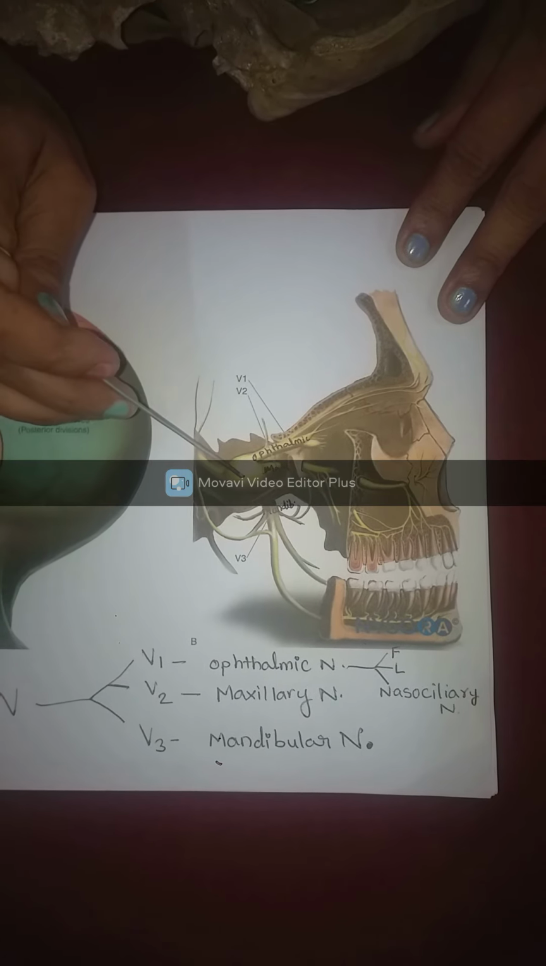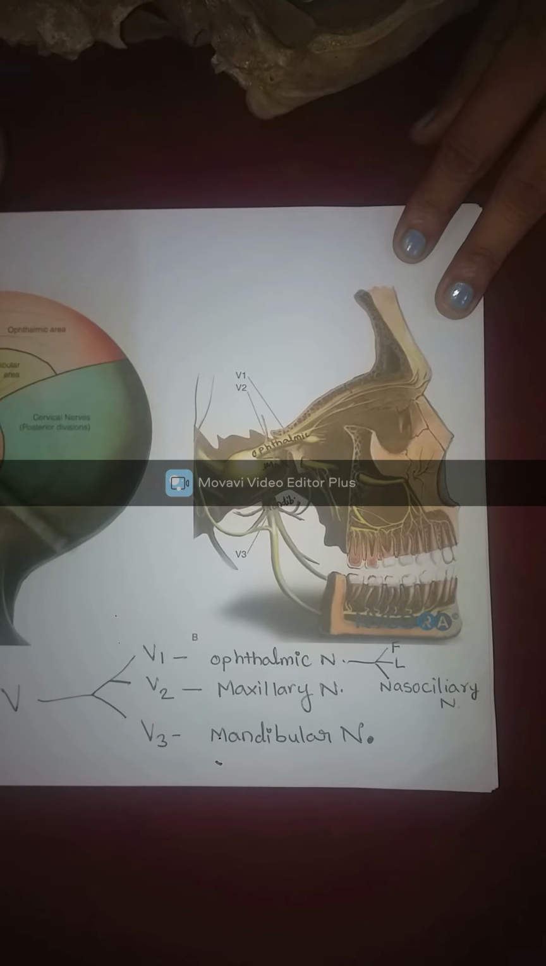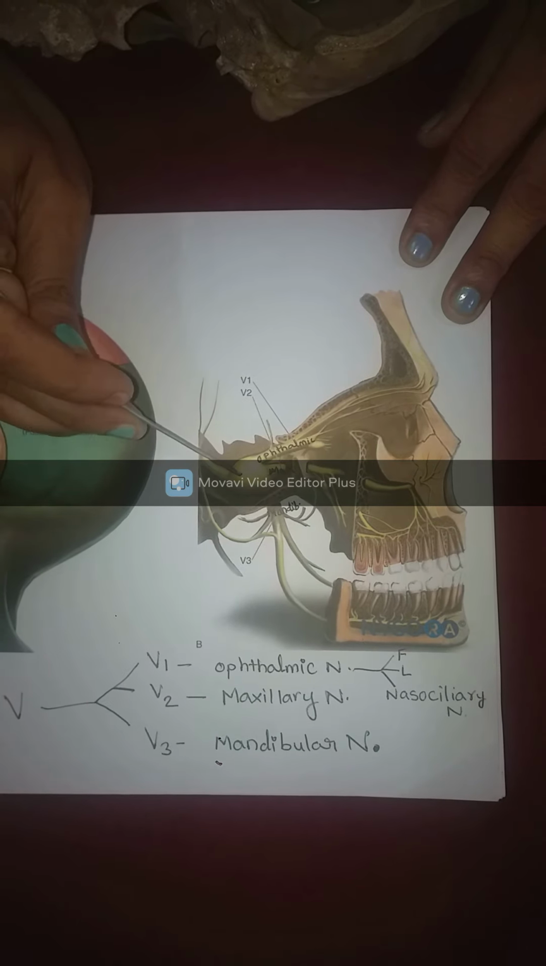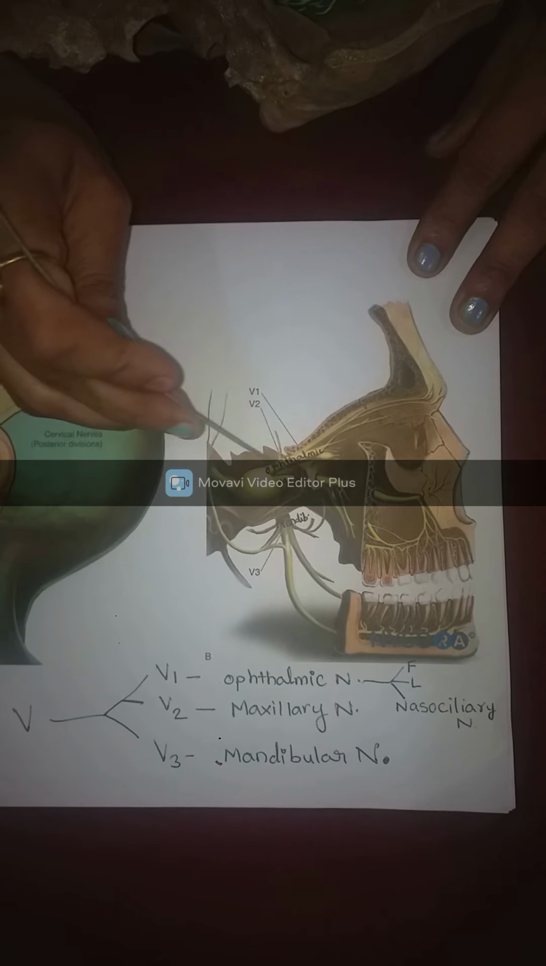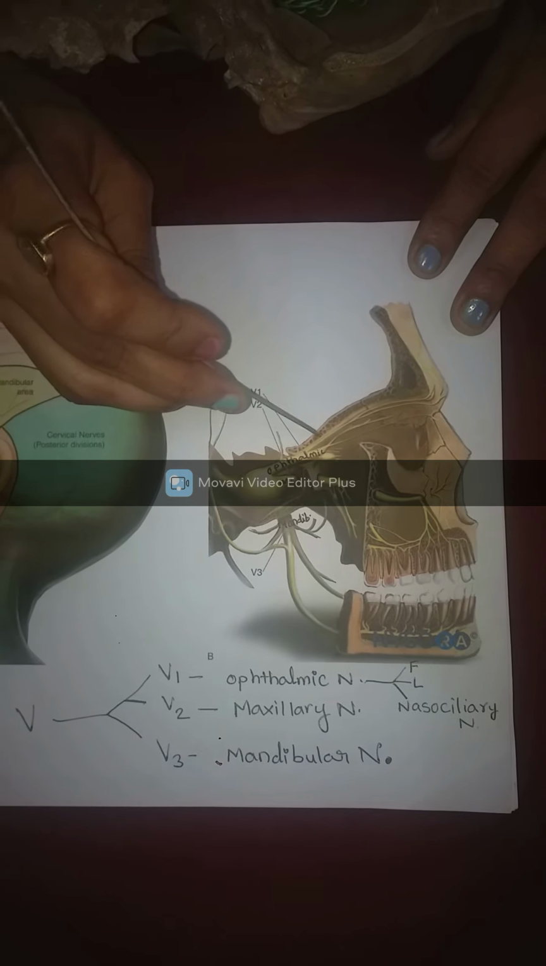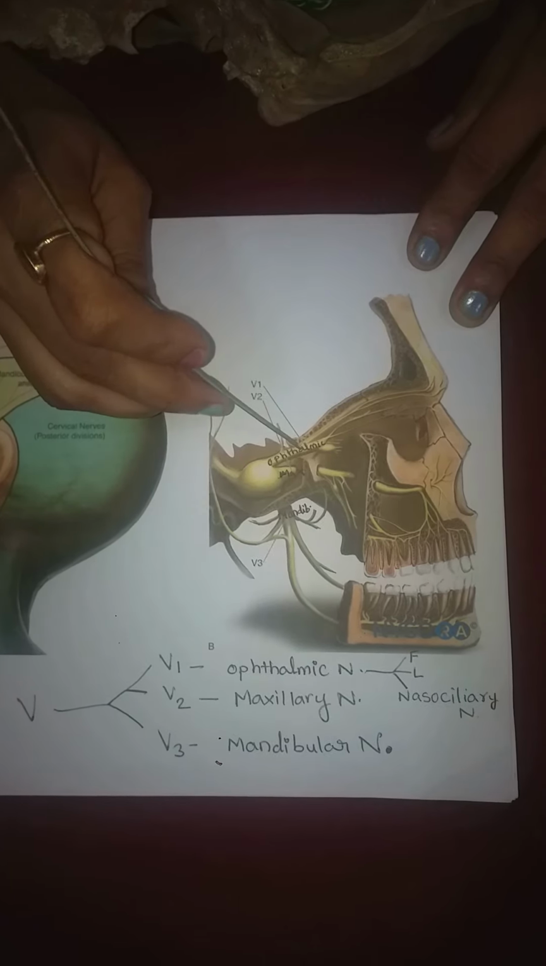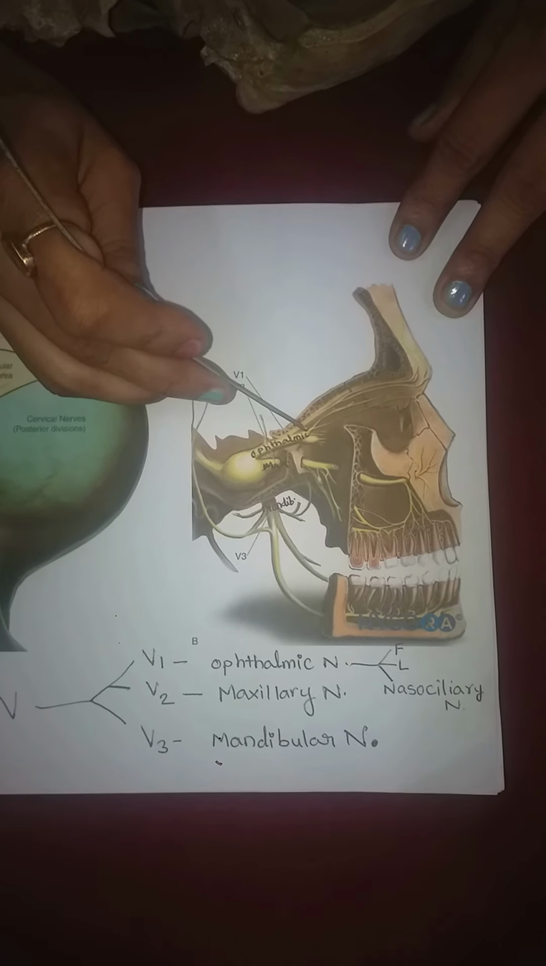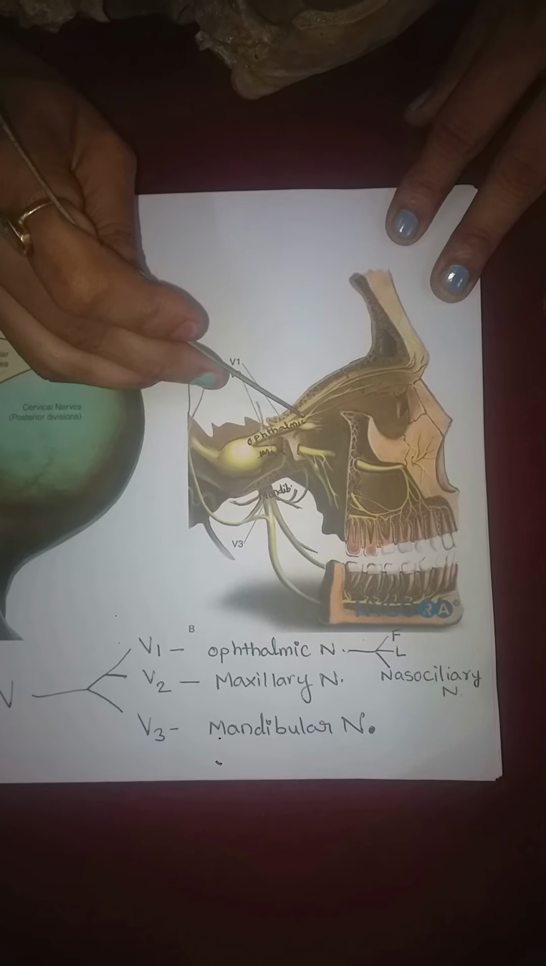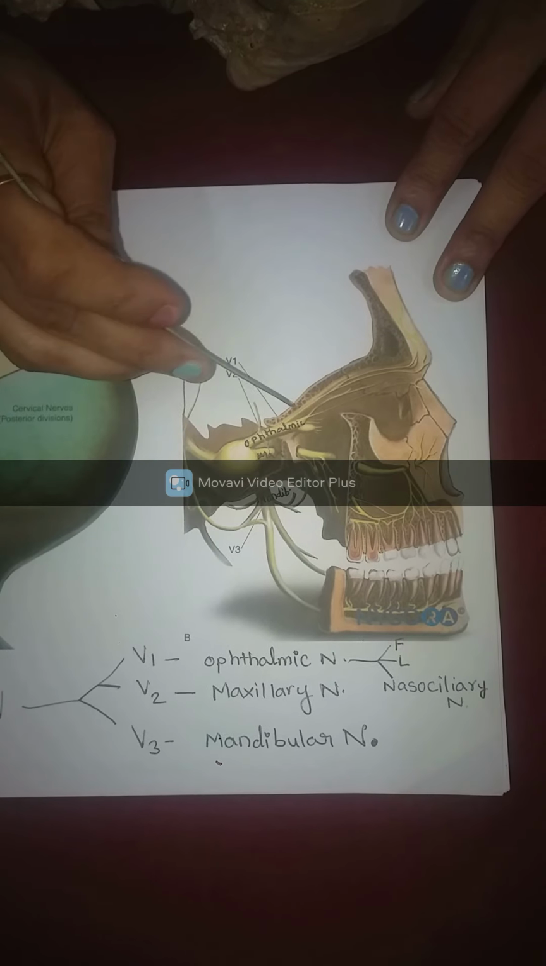We will see when we will read about middle cranial fossa. Today I am interested in the ophthalmic nerve. Ophthalmic nerve, as the name suggests, is directed towards the eye, and hence it will enter the bony orbit through its apex.